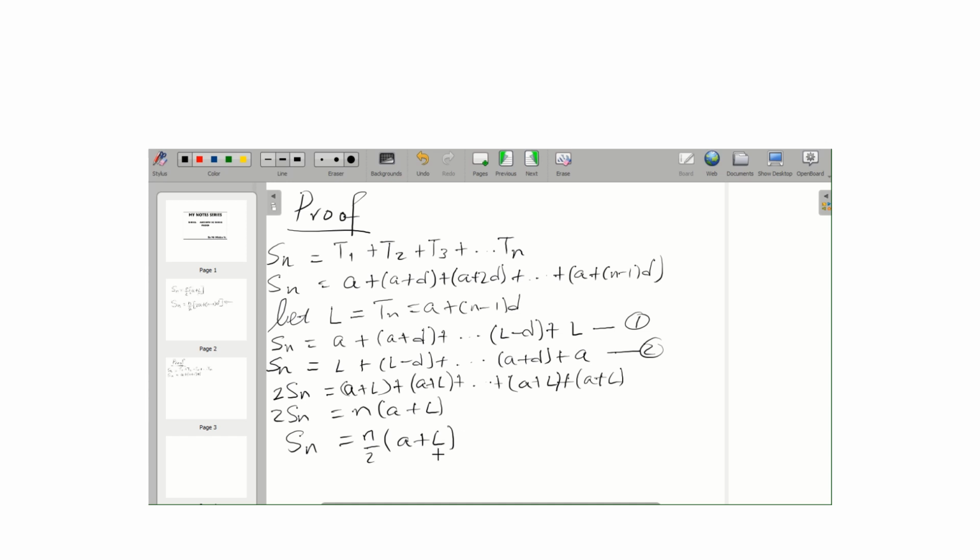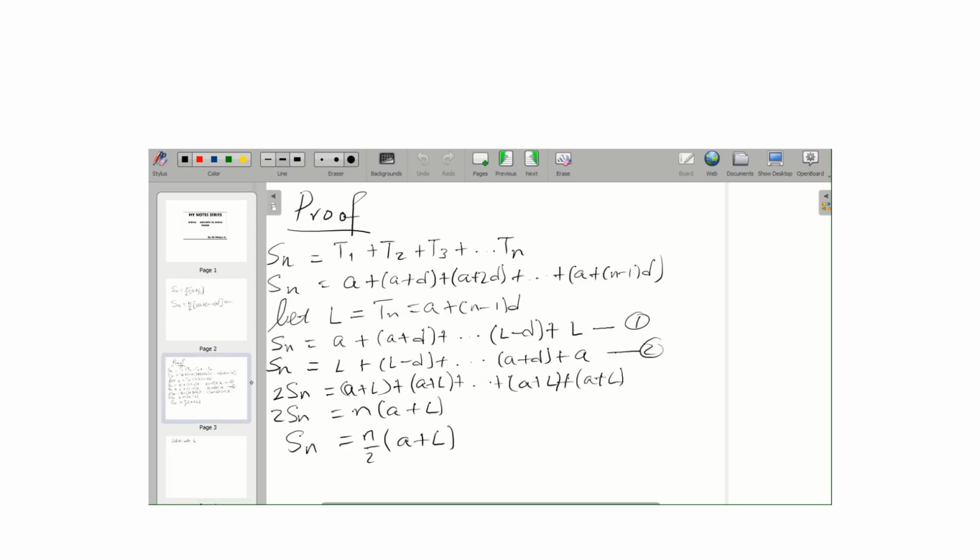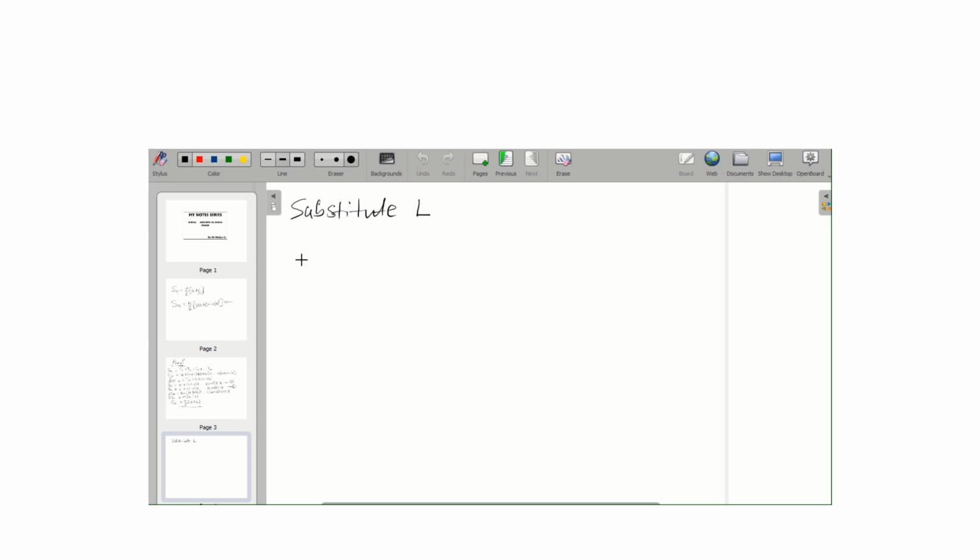So if they wanted you to prove this formula, you can stop at this point. However, if they wanted you to prove the second one, you will move on and substitute L in this formula that you've just gotten. So you need to substitute back, because remember at this point you said L is a plus n minus 1 times d. So that's what we want to substitute.